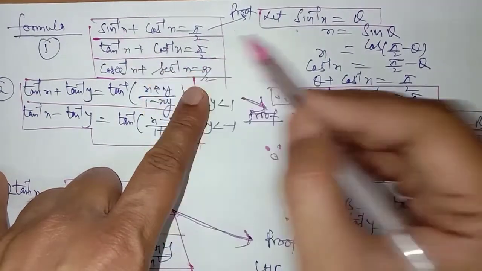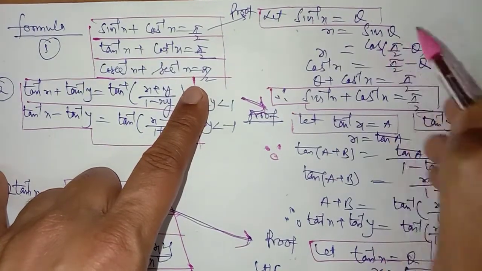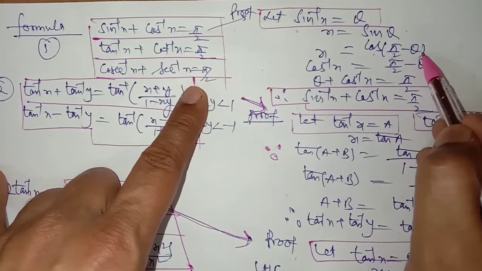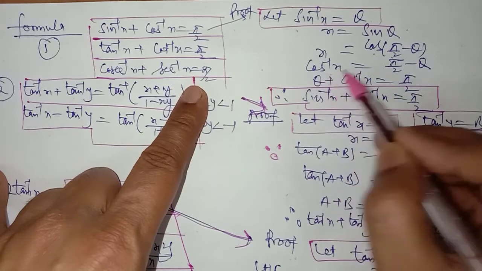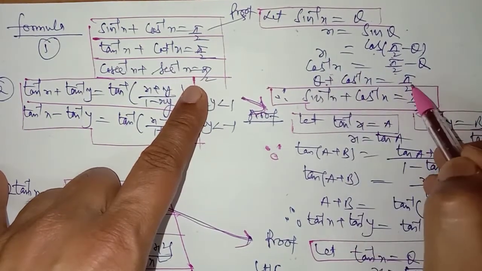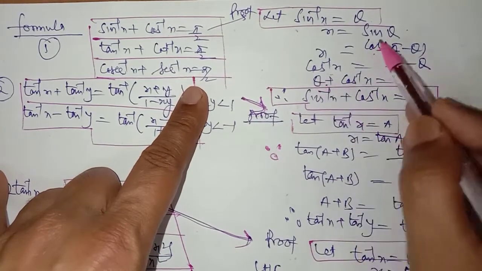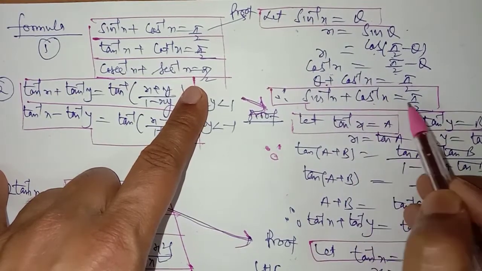So let sine inverse x is equal to theta. X will become equal to sine theta, and sine theta we can write as cos of 90 minus theta. Take cos to the left hand side, so it will become cos inverse x is equal to 90 minus theta. Cos inverse x plus theta is equal to pi by 2. Take this theta to the left hand side, and the theta we have let as sine inverse x. So sine inverse x plus cos inverse x is equal to pi by 2.